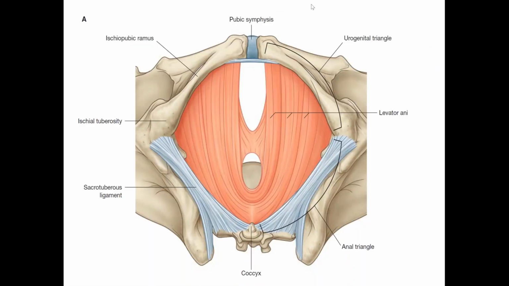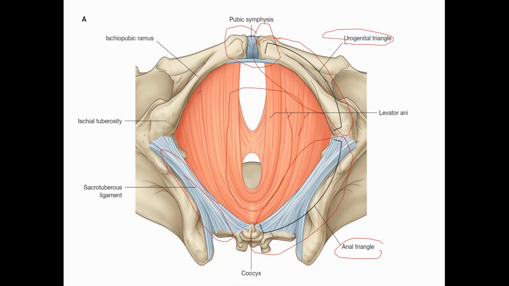This is about the border and sequence. Look at this. This is the posterior angle of the perineum, and this is the anterior angle. This anterior angle is called the urogenital triangle, and this is the anal triangle. The urogenital triangle is divided by the perineal membrane into the superficial and the deep perineal pouch. Here this is the sacrotuberous ligament, and this is the levator ani muscle, and this is the pubic symphysis and the ischiopubic ramus. So this is about the border of the perineum.